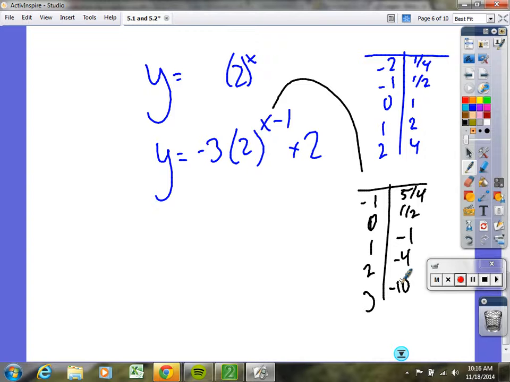So now, here's what the graph looks like. Negative 1, here's 2, it's at 5/4. Right there. 0, you're at a half. 1, you're at negative 1. 2, you're at negative 4. 3, you're at negative 10.